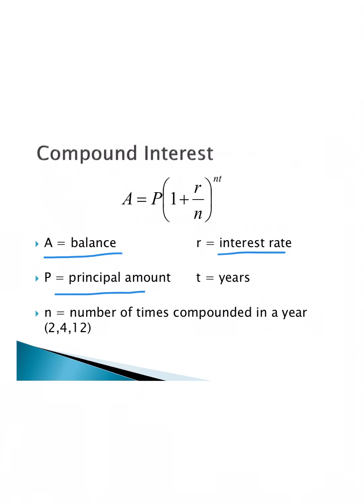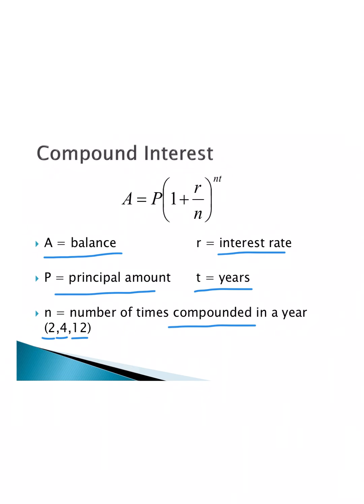P is going to be your principal or your starting amount. t represents time, and it is always in years. So if you're ever given a time value that is not in years, you have to first convert it. For example, if we're doing something for 6 months, that would be half of a year. And last but not least, n is the number of times something is compounded in a year. For example, if something is done semi-annually, it's going to be twice a year. If something is done quarterly, it'll be 4 times a year. If something is done monthly, it's 12 times a year. So we have to take those number of times something is compounded and translate it into the number of times a year that it happens.